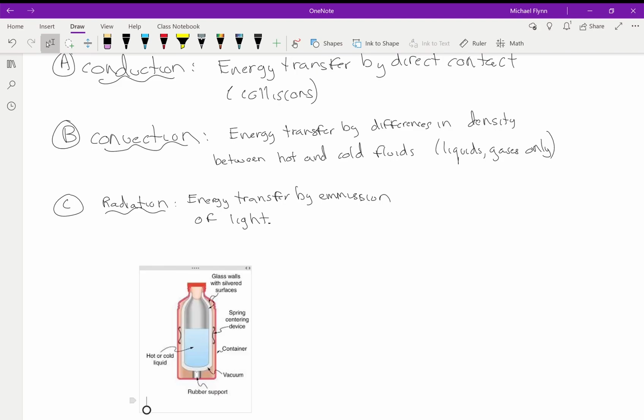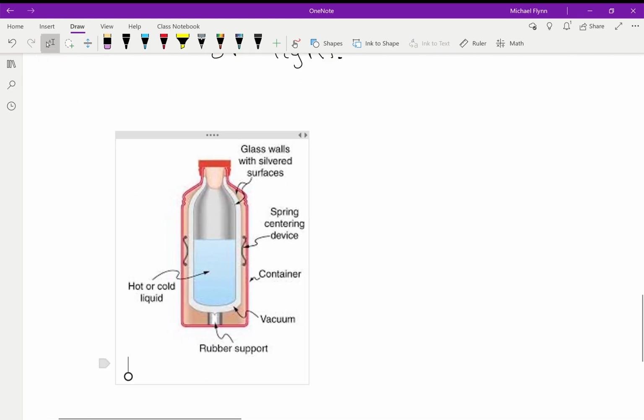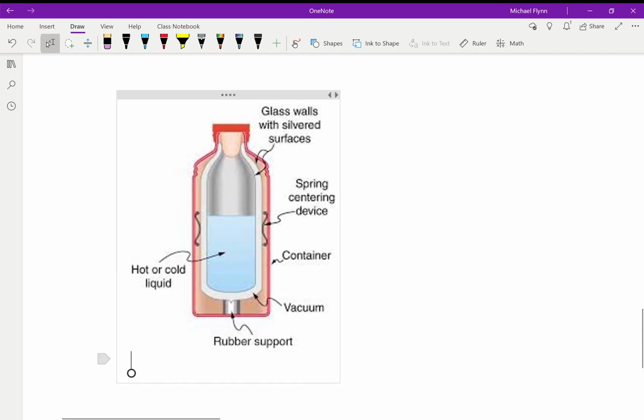All right, so why am I showing you a bottle? Well, what's the purpose of a thermos? Well, thermos is a company name actually, but the bottle that they make, that they're famous for, is an insulated container. And here's the deal, okay? A thermos bottle is designed to prevent heat transfer. In other words, if you put something cold in it, you want it to stay cold. If you put something hot in it, you want it to stay hot.